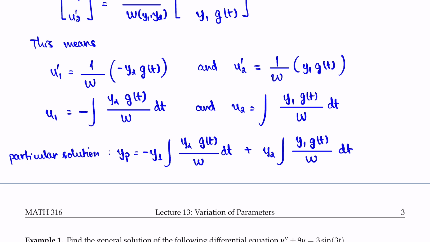So this is the particular solution in the case of non-homogeneous differential equations using variation of parameters. This is the formula that we're going to use. In the calculation procedure, you need to calculate the Wronskian of the homogeneous solutions, then use that to calculate the integrals that give you the representations of u1 and u2, and then put everything together to find the particular solution. We're going to see an example later.